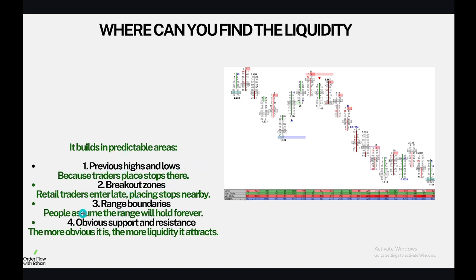And range boundaries, people assume the range will hold forever. When the market goes, people here maybe thought the market would bounce back again and go up, but that's not what happened, and that's where we found liquidity to move the market down.